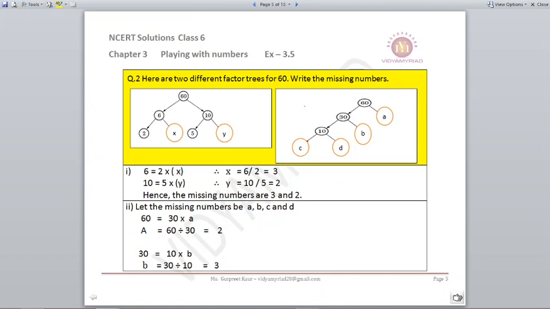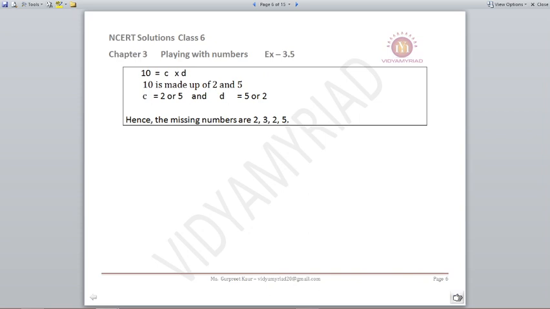Then 30 is made up of 10 and b. What is b here? 10 should be multiplied by 3 to get 30. Now in the 10 case, it is divided into c and d and we don't know. But we know this 10 is made up of 2 and 5. So we can say that C can be either 2 or 5 and D can also be either 2 or 5. Both can be any one of the numbers. So hence the missing numbers are 2, 3, 2 and 5.